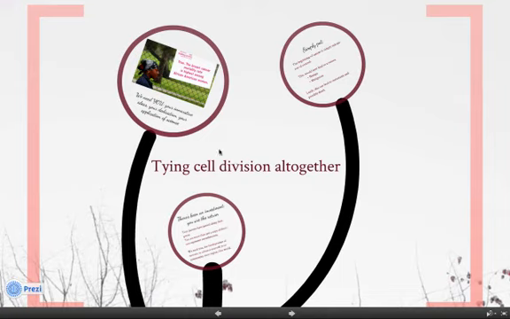And this is where you come in. This is where we tie together all that we talked about: cell division of gametes, cell division of somatic cells, and what happens when cell division goes wrong.